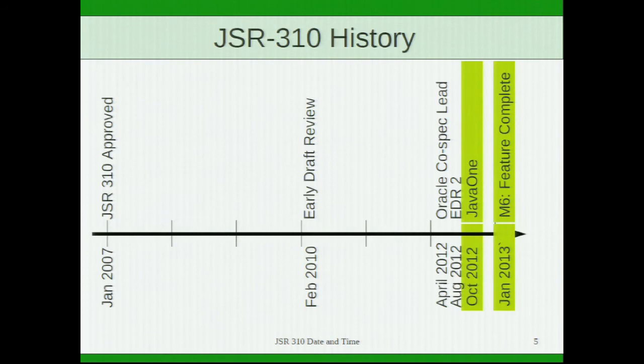It's a long time since the JSR was approved. We had an early draft review back in 2010, and we're actually in a second early draft review now, coming up towards the feature complete date of January 2013. Now you could say that's a long timeline. It is a long timeline. But there's no point in putting something into the JDK that's broken. Once it's in the JDK, it's fixed. We already have two, let's say, broken JDK APIs in date and time. We can't afford to put a third poor one in there. So we need to make sure we get it right.